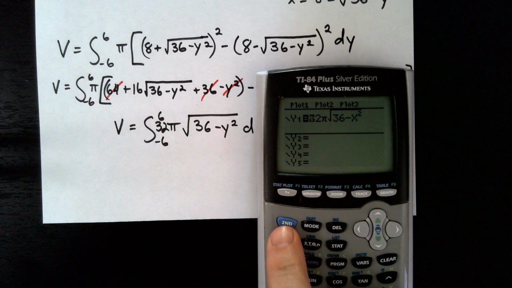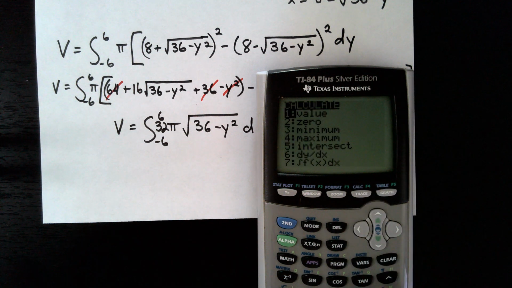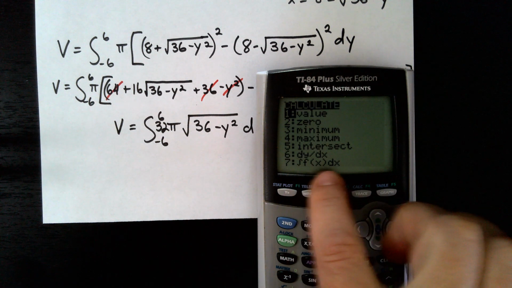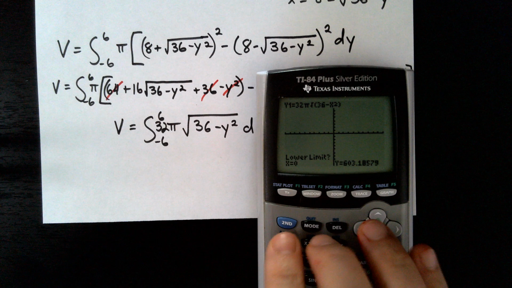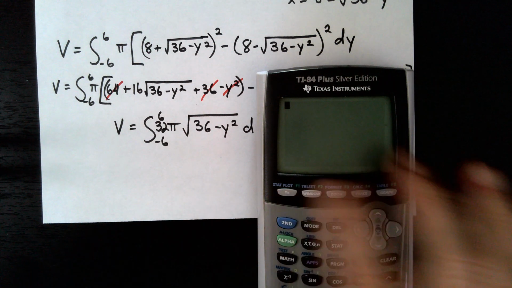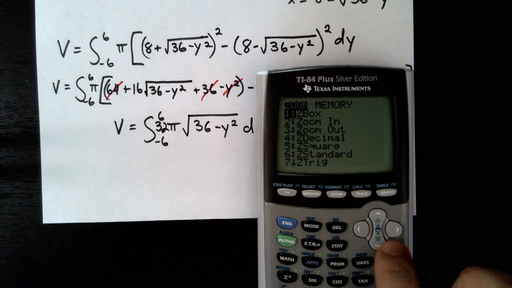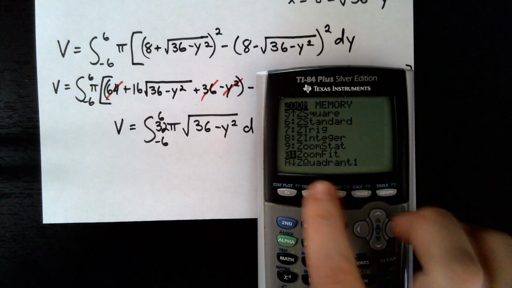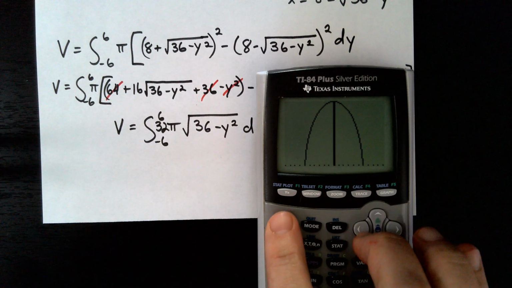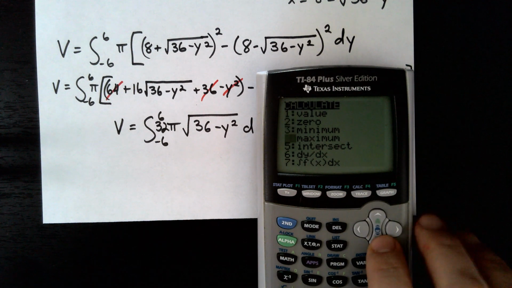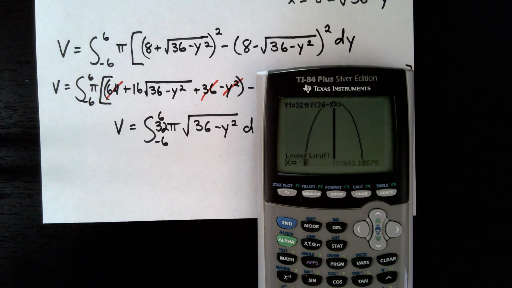So second, trace or calc, go down to the seventh one. See it right there. That's the integral. Actually, we can't see it, so let me do something first. You can hit zoom and go down to zoom fit. It's the 0 one there. And it should give you a graph that you can at least kind of see. There we go. So there's kind of what the graph looks like, and now we can get a visual as it's taking the integral manually. So negative 6, positive 6, and it'll take just a second.